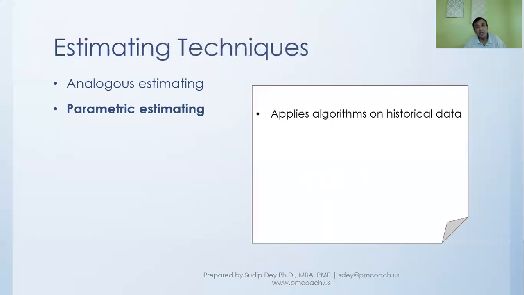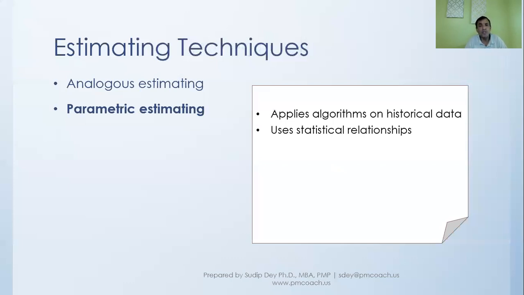Now, what we'll do here is we take historical data from the previous project. So how much time was taken to tile 1 square foot of the floor? We take that and apply it here. Now we know in our project what the square feet is. And we apply that time taken per square foot from the previous project in our formula here and find out how much it will take. So we are really applying some algorithms on historical data.